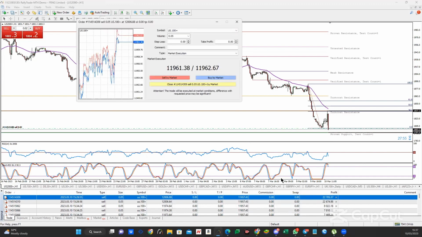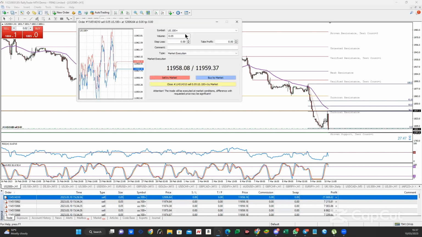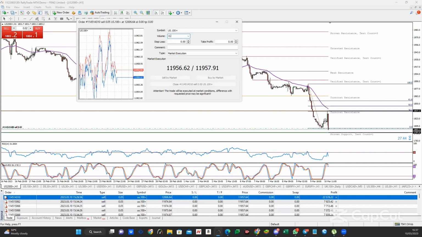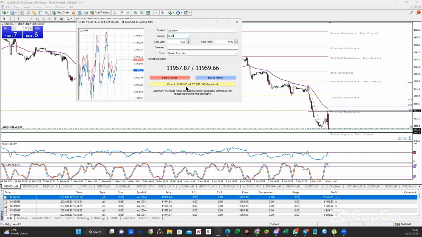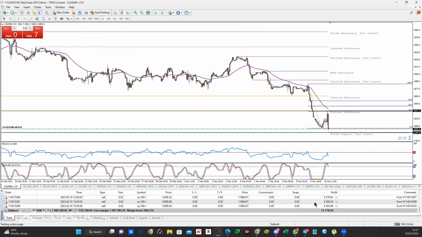What's happening in US 2000? Cheers. 0.03. Once you know where the market is going, you attack it like a wild dog. Kill it, finish it. Don't just be placing one trade and be making 4K.